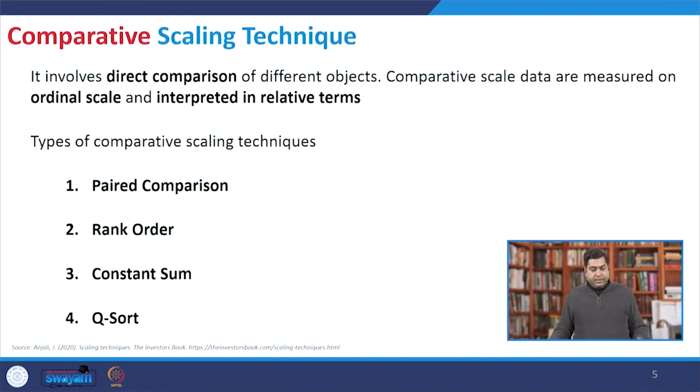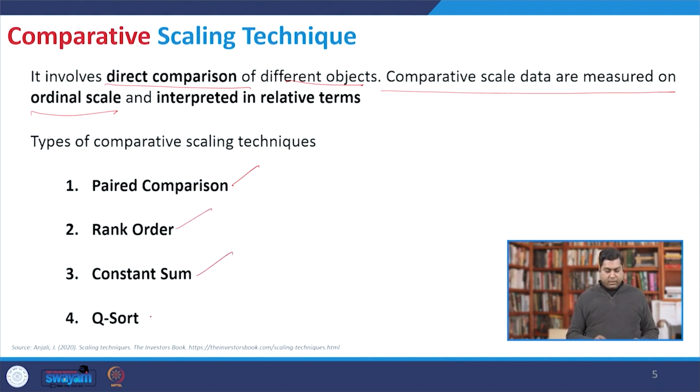Now, the comparative scaling technique involves direct comparison of different objects. Comparative scale data are measured on an ordinal scale because it shows a certain rank order, first, second, third like this. Even if you use sorting or constant sum, we can always convert it to rank order. As I already mentioned in that flow chart, we have these 4 types mostly used in the comparative scaling technique: paired comparison, rank order, constant sum and Q sort.